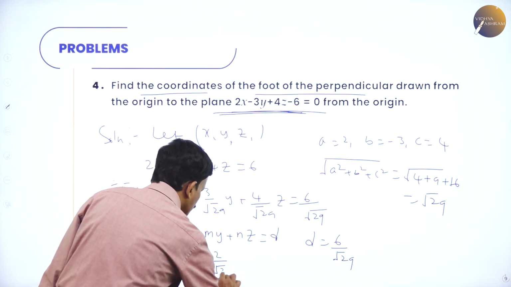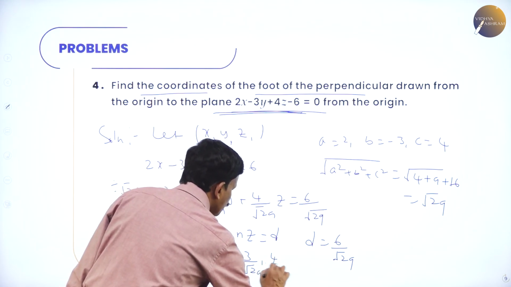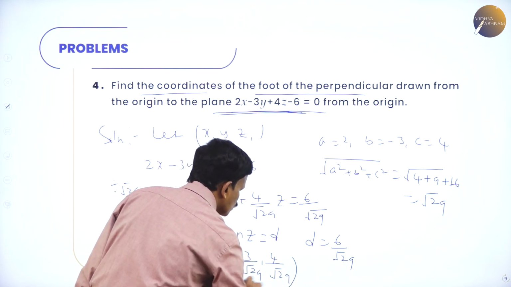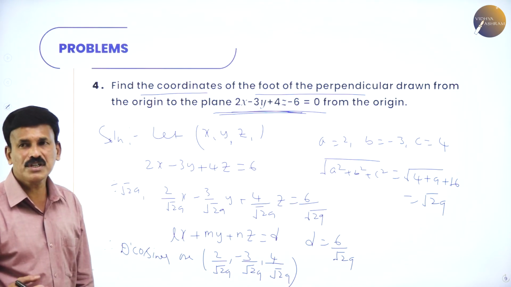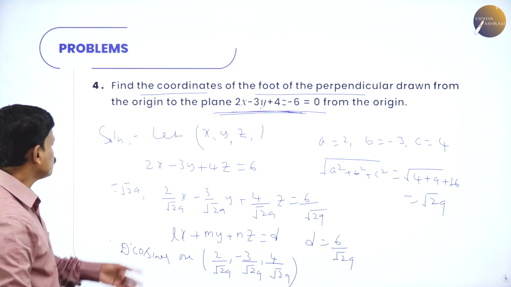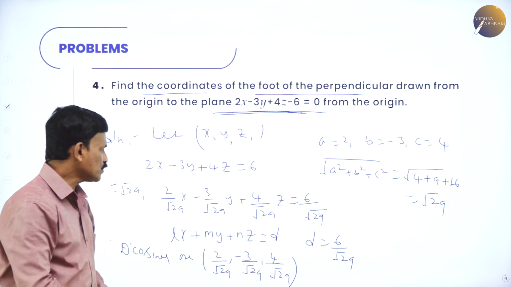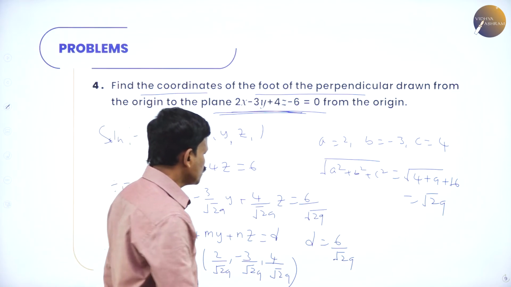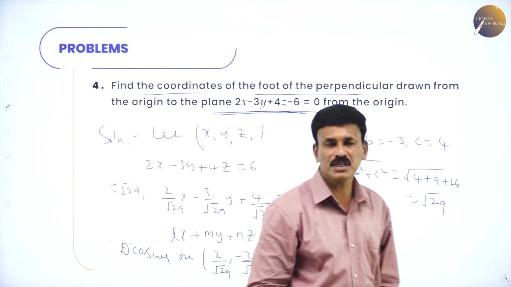2 by root 29, minus 3 by root 29, 4 by root 29 under root. So these are the directions. First find out the direction cosines for the given line. Divide by root 29: 2 by root 29, minus 3 by root 29, 4 by root 29 is the direction cosines, and the distance d is equal to 6 by root 29.